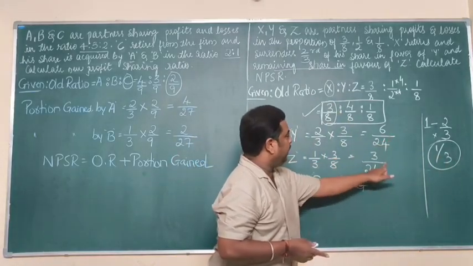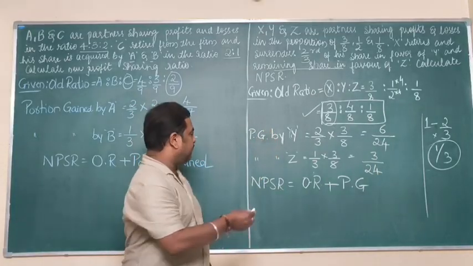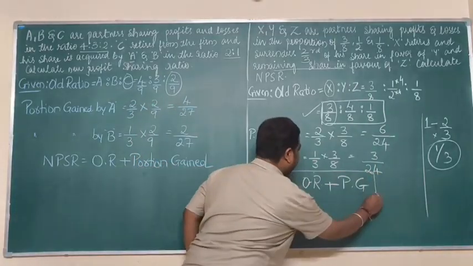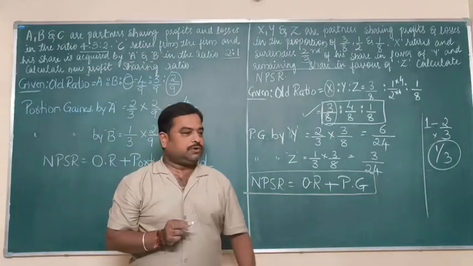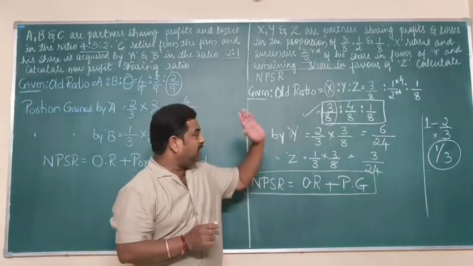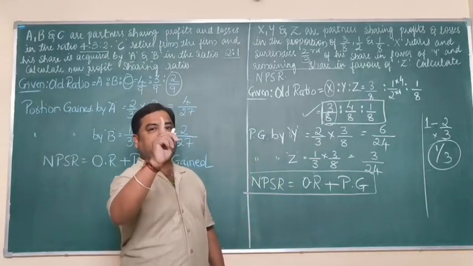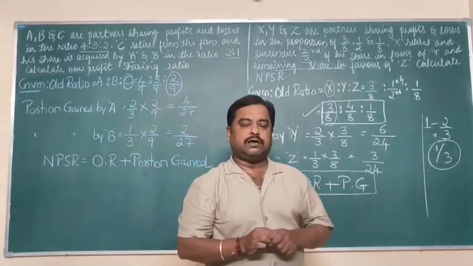Okay, so 6/24 and 3/24 is what here? The portion gained by Y and Z. Formula remains the same. I want you to solve the remaining process, and this third problem and the fourth problem I am giving you as an assignment. Solve this problem and give me the answer in the comment box.